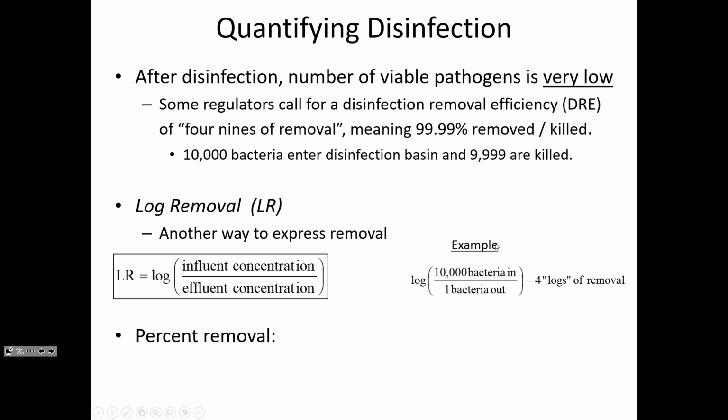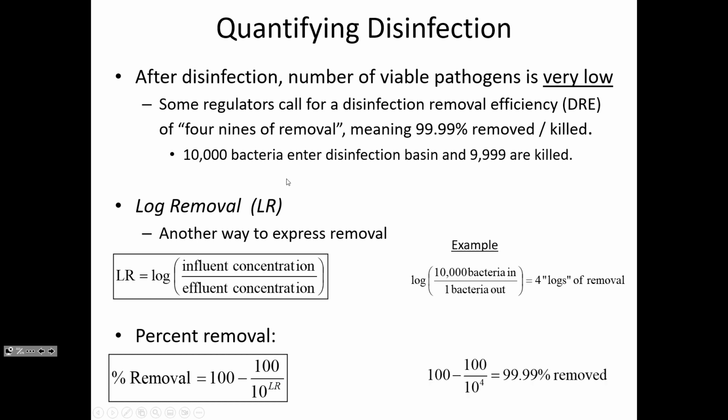It can also be expressed on a percent basis, and I think this same equation came up in the membrane lecture from Monday's recording, where percent removal is simply 100 minus 100 divided by 10 to the LR. Well, LR is the log removal. So if you had 4 nines of removal, you'd have LR equal to 4, and this is just showing that you get that same 99.99% removal if you started with 4 logs of removal. So 4 logs or 4 nines, it means the same thing.